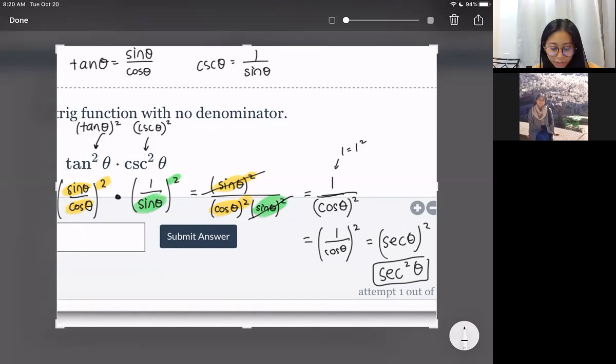Okay, so this one was longer and it had some squares in it. Are there any questions on this example?